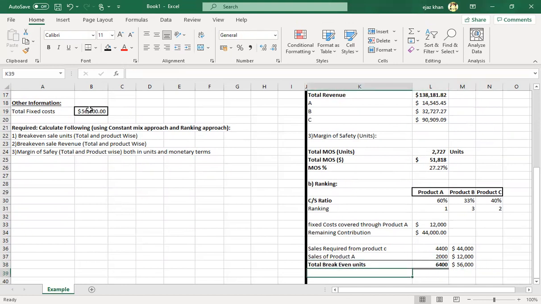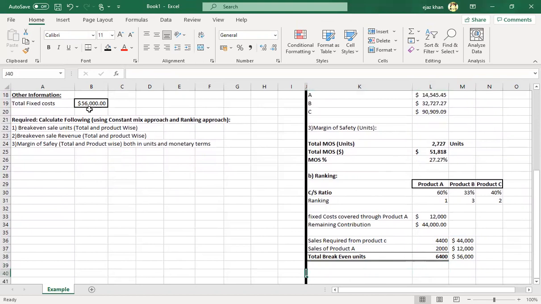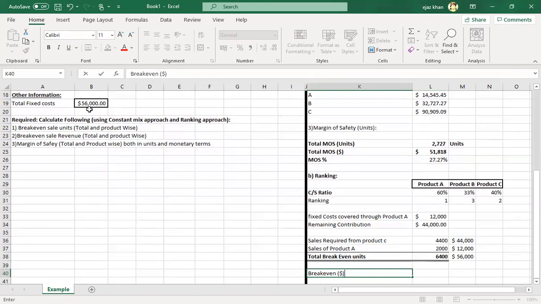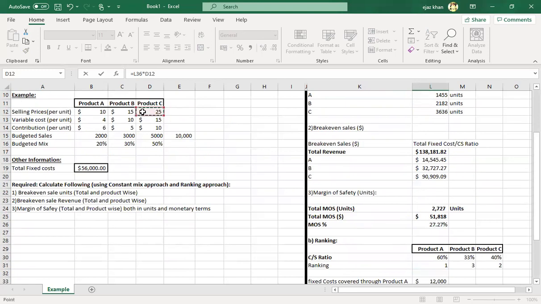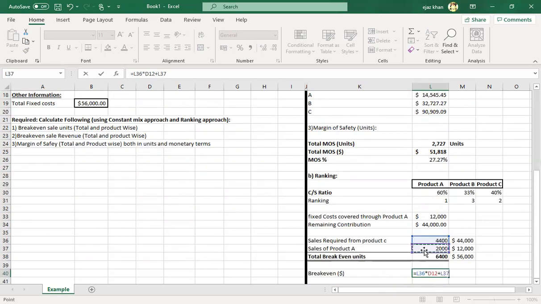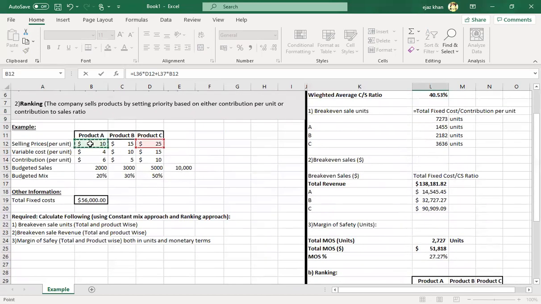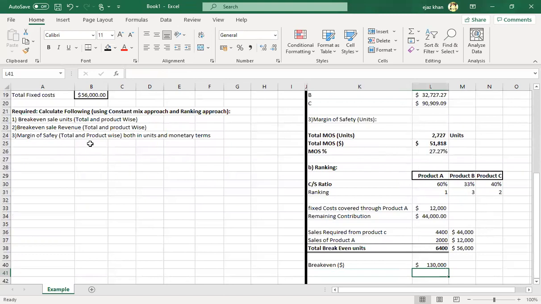So if we need to find out the break-even sales revenue, we have to multiply these individual figures with their prices. 4,400 units of C at a price of 25 plus 2,000 units of product A at a price of $10 each. So $130,000 of break-even revenue. A revenue of $130,000 will be required to cover the fixed cost of $56,000.